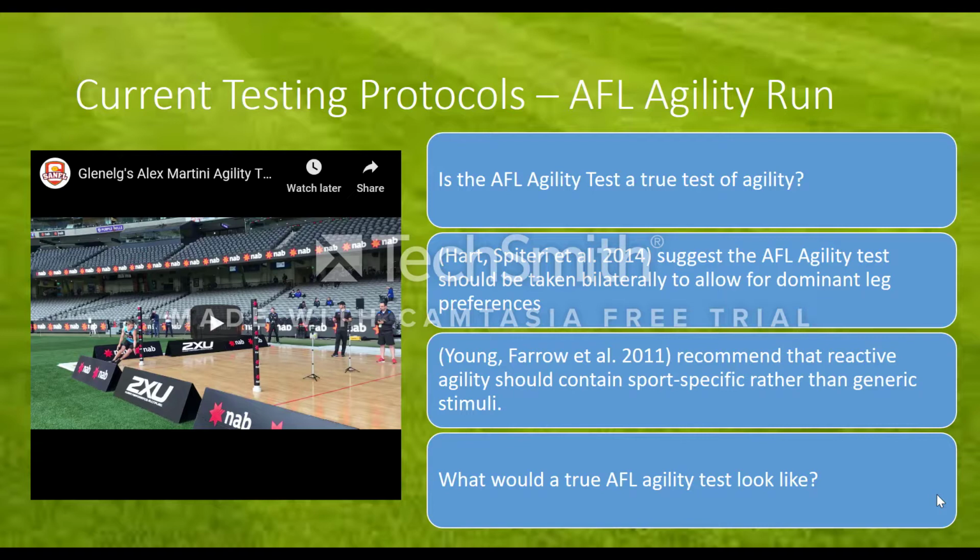Hart and Spiteri also suggest that the test should be undertaken bilaterally to allow for dominant leg preferences of different athletes. Currently, this is not adhered to in the draft combine. At the very least, the AFL might like to consider changing the name of its current agility test.